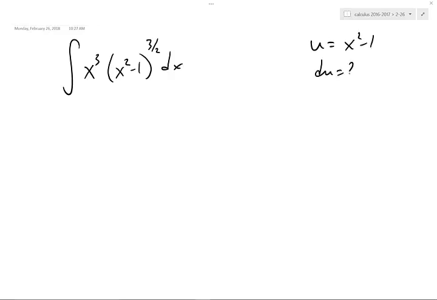It was x cubed times (x squared minus 1) to the 3/2. Okay, listen. So I see I have a 1/2 du. And I did that because I don't have any 2's over here. You see this? There's no 2's floating around there. So I just want to have this.